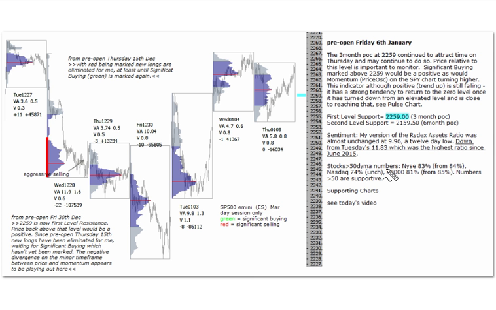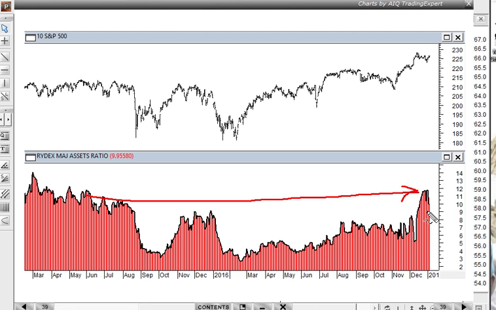Been watching the sentiment recently, the Rydex assets ratio, my version of the Rydex assets ratio, and that reached 11.83 on Tuesday, which was the highest ratio since 2015. Has fallen back a little bit to 9.96, but this is a really high ratio. Here's the actual chart. You can see it's just come off a little bit here, just below 10, but this level here, the highest since June 2015.